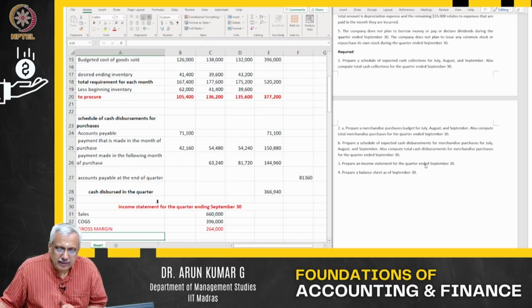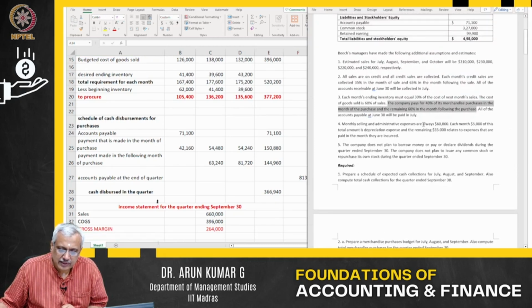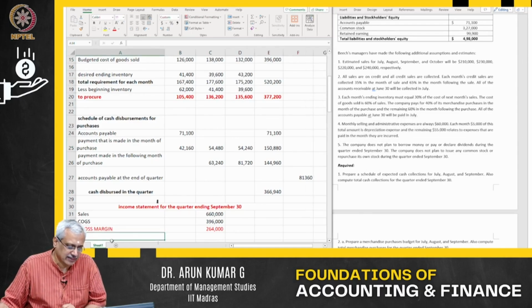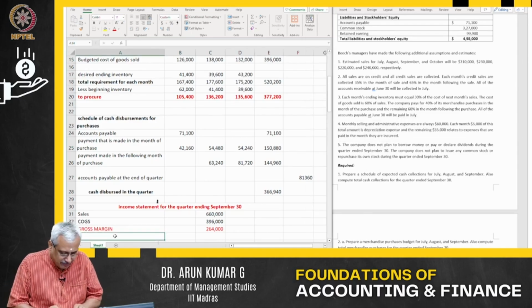Now, I go back here. There are certain aspects. The monthly selling and administrative expense is 60,000. Each month 5,000 of this amount is depreciation expense. The remaining 55,000 is related to expenses incurred in the month. Let's keep that aside. Now let's say less selling and admin expenses.